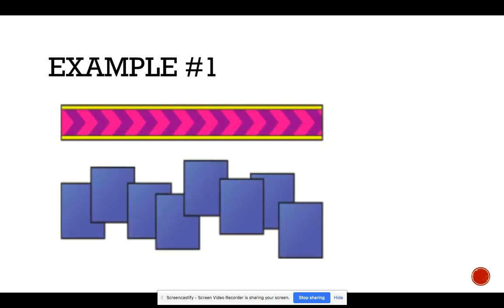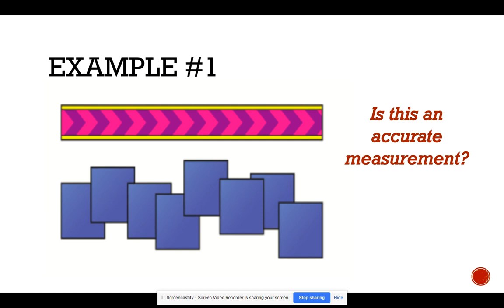In example number 1, we have this piece of ribbon and they use towels for their non-standard units. Is this an accurate measurement? Thinking about the three things that we just talked about, and we're looking at this example, do we have an accurate measurement?